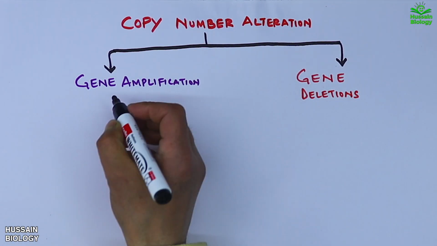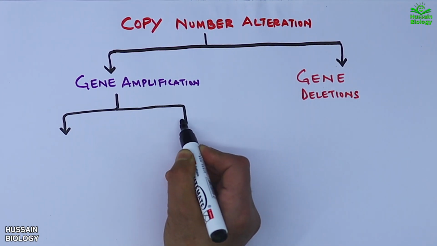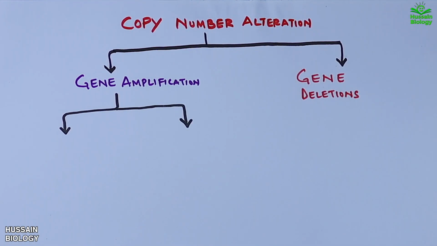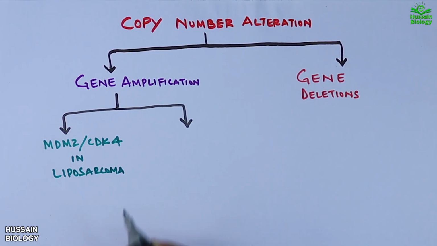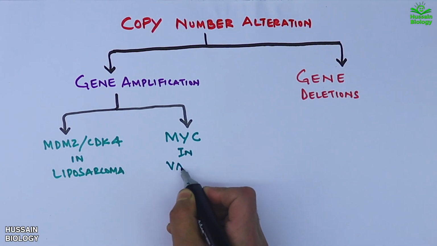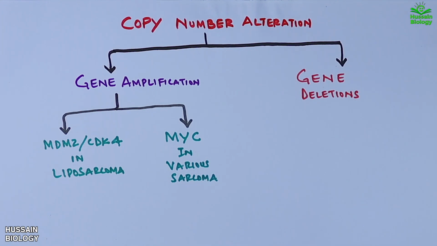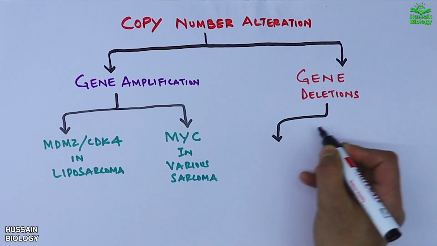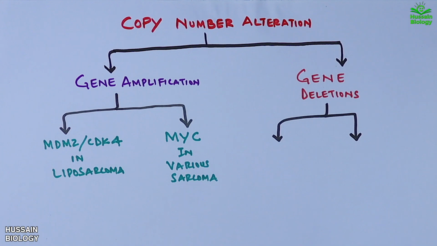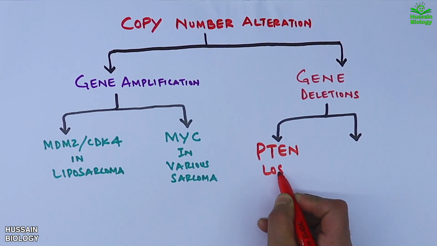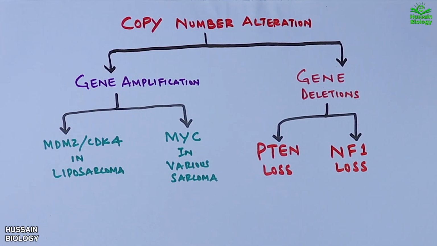And finally, we have the CNA, that's copy number alteration, which is mediated via gene amplification and gene deletions. We see the gene amplification leads to an increased copy number of specific genes. Examples include MDM2 and CDK4 in liposarcoma, MYC in various other sarcomas. Then we have gene deletions. This results in the loss of tumor suppressor genes, contributing to cancer progression. Examples include PTEN loss and NF1 loss. So this is what sarcoma is, and how its developmental progression occurs.